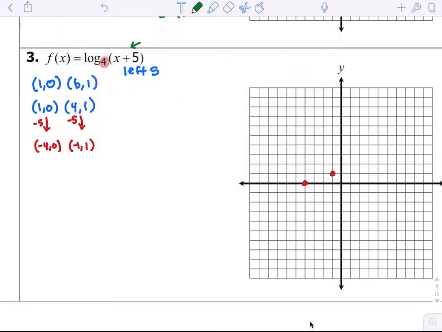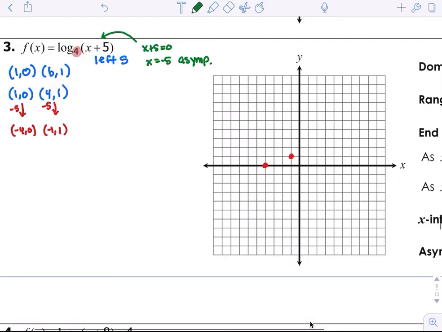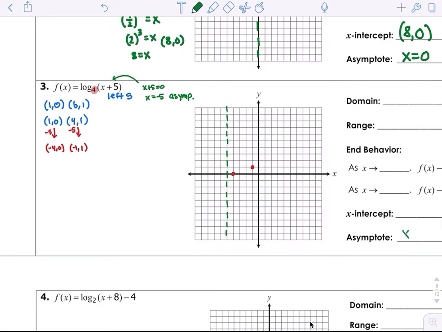Now it's time for the asymptote. Set that parenthesis equal to 0, and we get x plus 5 equals 0, x is equal to negative 5. This is your asymptote. We're going to plot that. x is equal to negative 5, which is right here. Yep, I'm going to say x is equal to -5.